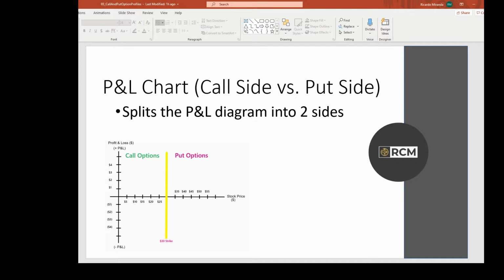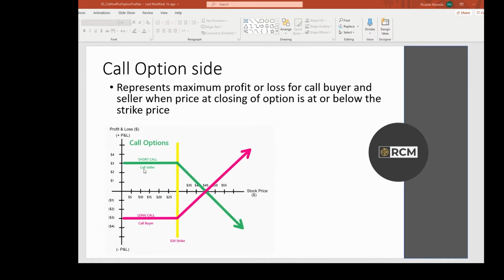Just think of the call side of the options chain as the side that corresponds to options that exhibit maximum profit or loss when the price ends up at or below the strike price. I'll explain this in a minute. Similarly, you can think of the put side of the options chain as the side that corresponds to options with maximum profit or loss when the price ends up at or above the strike price. I'll show you what I mean.